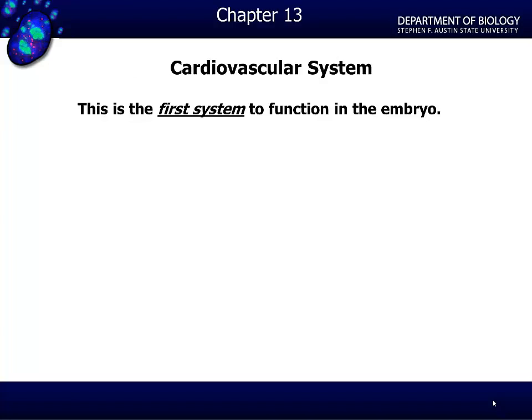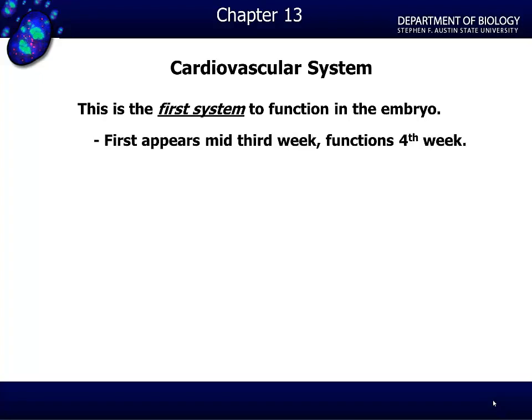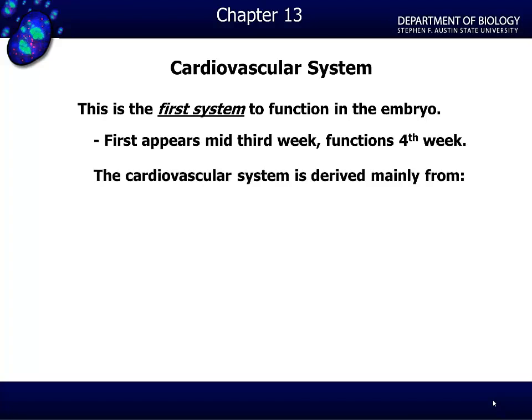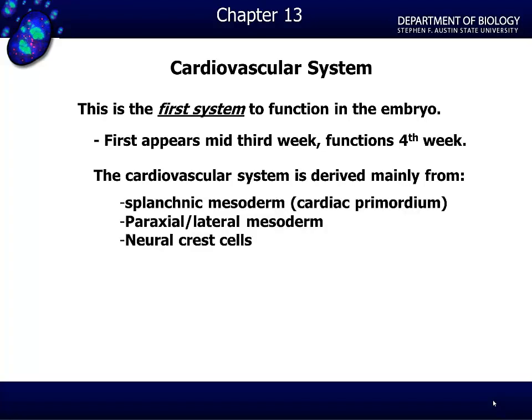So, cardiovascular system, the first system to be functional in the embryo, and we're really referring to the heart in this part. It appears in the mid-third week, and it's going to be functional in the fourth. Now, if you recall, we principally talk about structures forming in the fourth week and functioning sometimes later, but this one starts to form a little bit earlier and is fully functional by that fourth week of development.